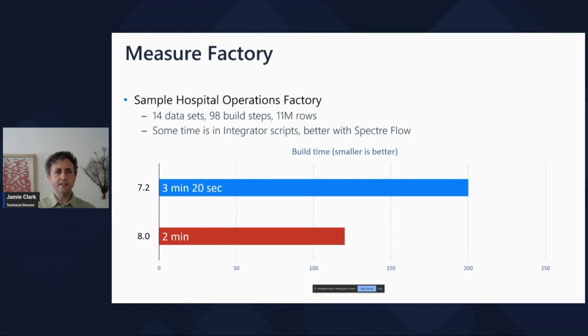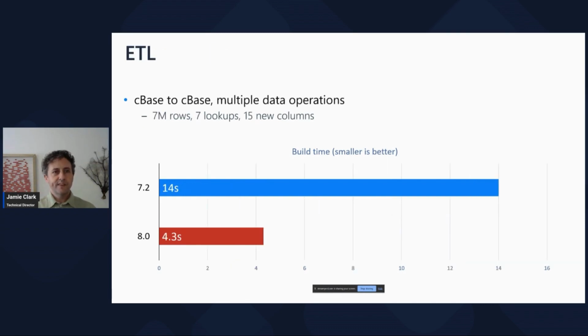Another interesting wrinkle in this is that the factory involved here still runs plugins, and those plugins are implemented with integrator scripts. The integrator scripts are not as fast as Spectre scripts, in particular Spectre flow scripts, which we're hoping we can convert our plugins to use. And if we do, those will become part of that giant data flow graph that Spectre will run, and that will save a lot of time.